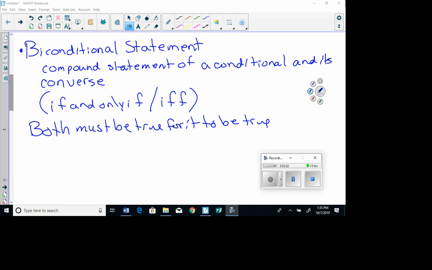Sure. Okay, so let's highlight the word detachment. And here's the example of detachment. If P then Q, that's how we read that. If P then Q is true, and P is true, then Q is also true. So I've got some examples here, and we need to decide if these are true or false, okay?